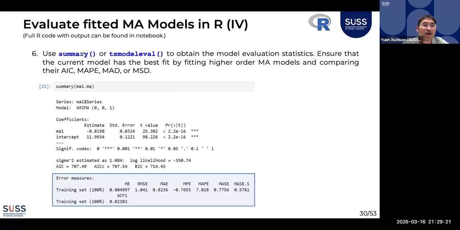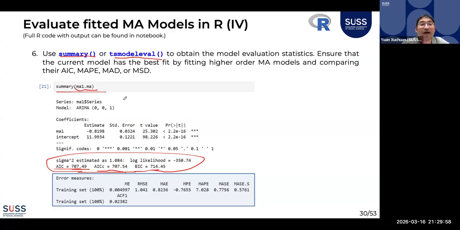Of course, you can summarize the model using the summary function. I will not demonstrate this, it's quite straightforward. Or you use the TS model evaluate function to evaluate the model you just fit. You look at the AIC information, AIC corrected, and BIC information. This will be a guide when you have different models, to select which model is better. We look at the AIC and BIC, and the model with the lowest AIC and BIC will be selected.